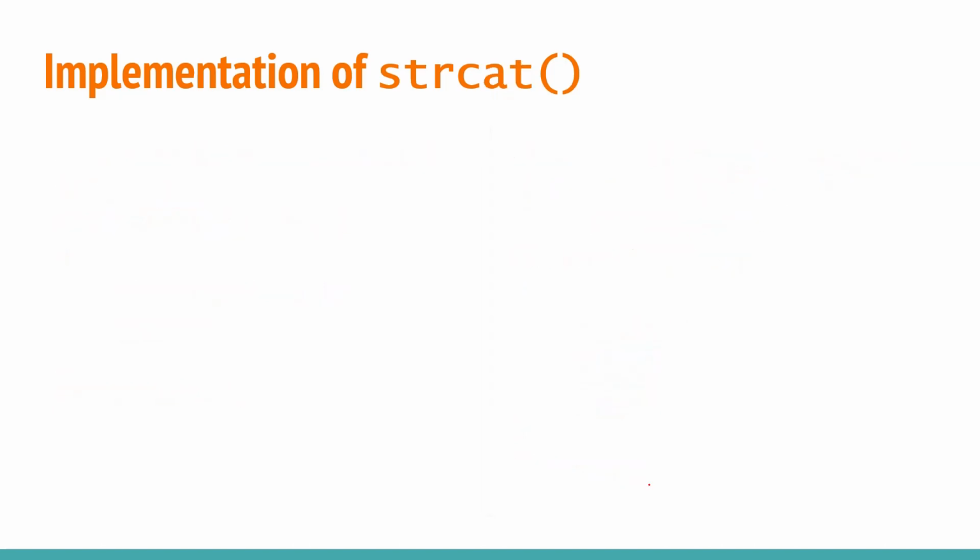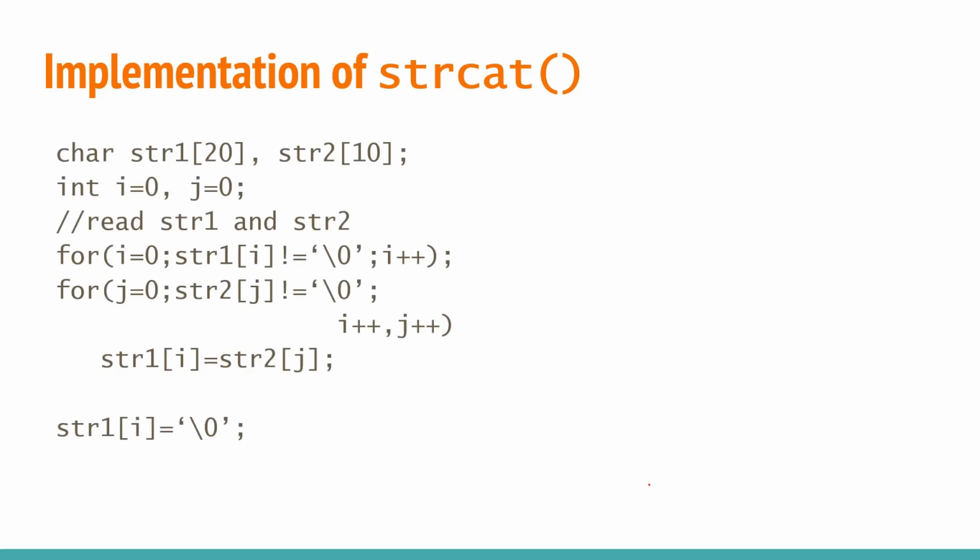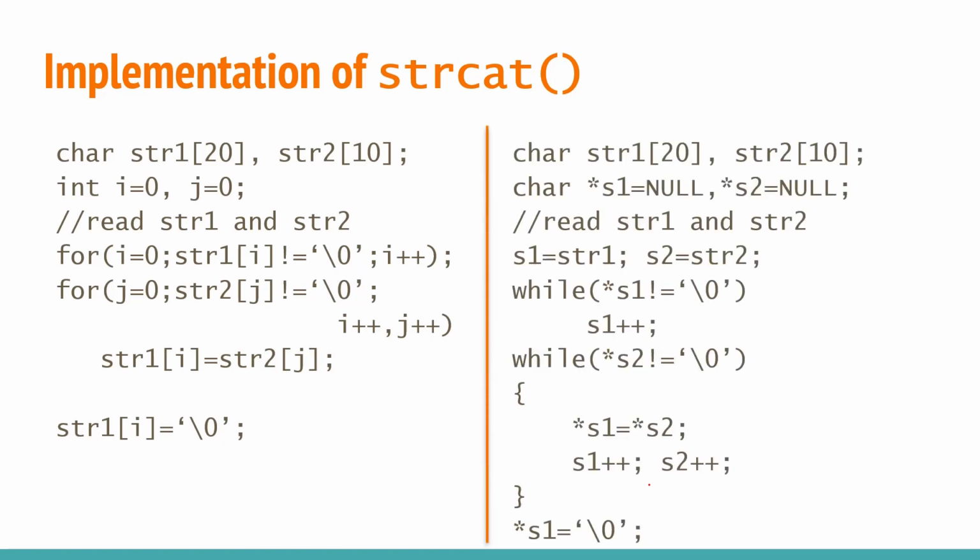Next we'll quickly see the implementation of strcat, which is string concatenation. The left hand side code is the concatenation of strings using array notation. The same thing can be implemented using pointer notation also. So again, from this point onwards you need not use str1 or str2 at all. In the first while loop, I am navigating the string s1 till it reaches backslash 0.